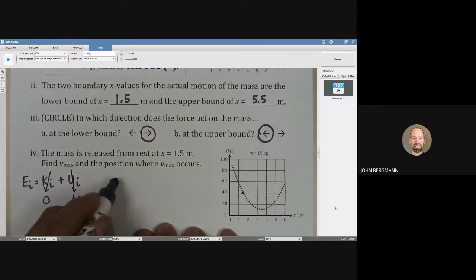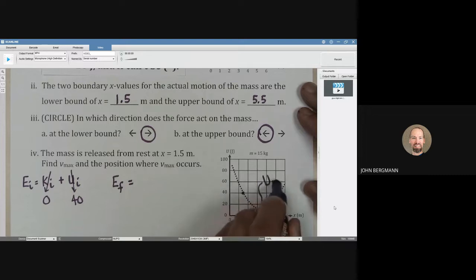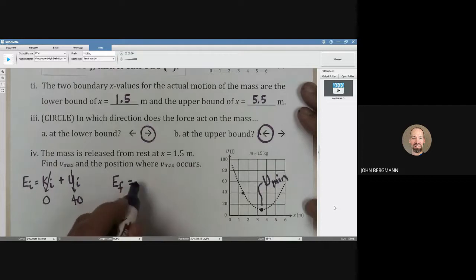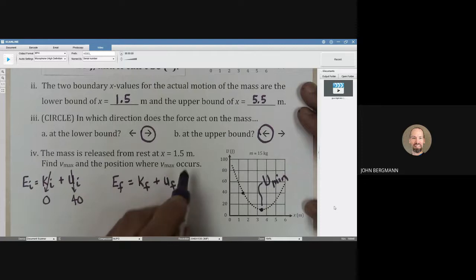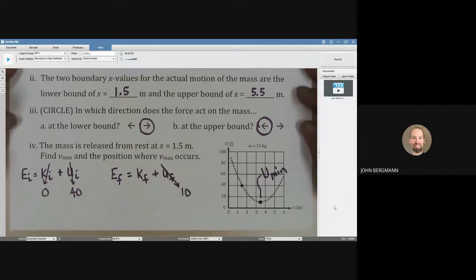The final energy, where is Vmax going to occur? Vmax is going to occur right down there. And we know that Vmax is going to occur there because that's where U is a minimum. So if U is a minimum, then K and therefore the speed have to be a maximum. So right there, U is about 10. Well, let's go K final plus U final. And U is about 10 joules there. I'm leaving the units off, but whenever we report our answer, we always put the units on there.